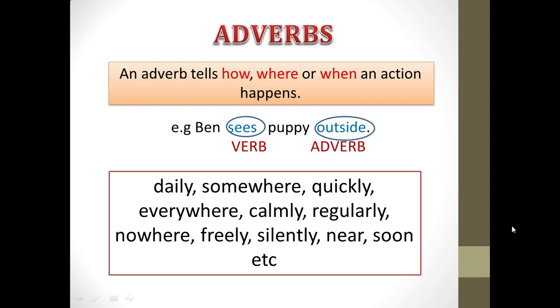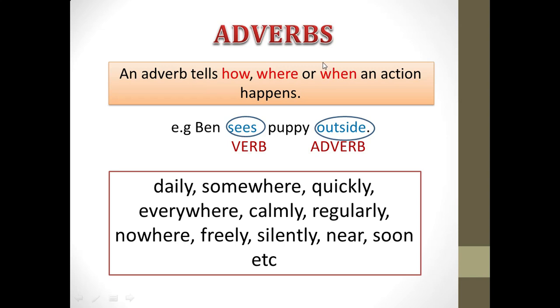Okay, this is the identification: if the word has ly at the end, it means that it is an adverb. Mostly it happens, but sometimes there are words which tell you how, where, or when something happens, and they don't have ly at the end. Like here you can see outside, somewhere, everywhere, nowhere. These are also adverbs. They do not have ly at the end, but they are adverbs because they tell you how, where, or when something happened.